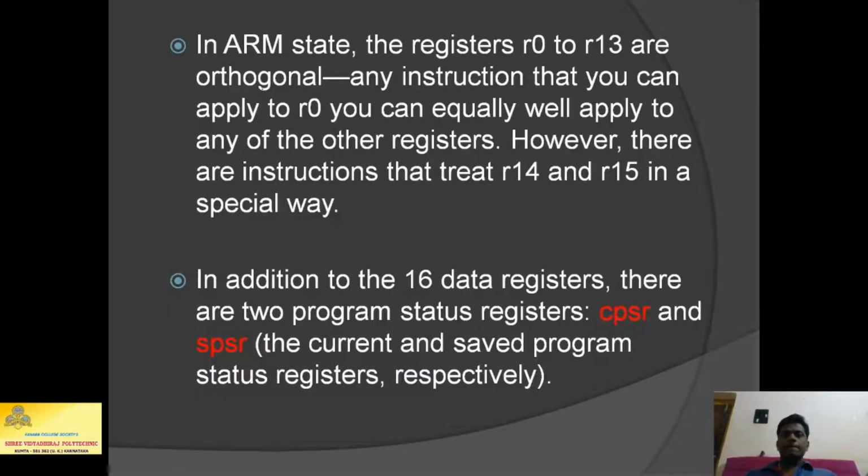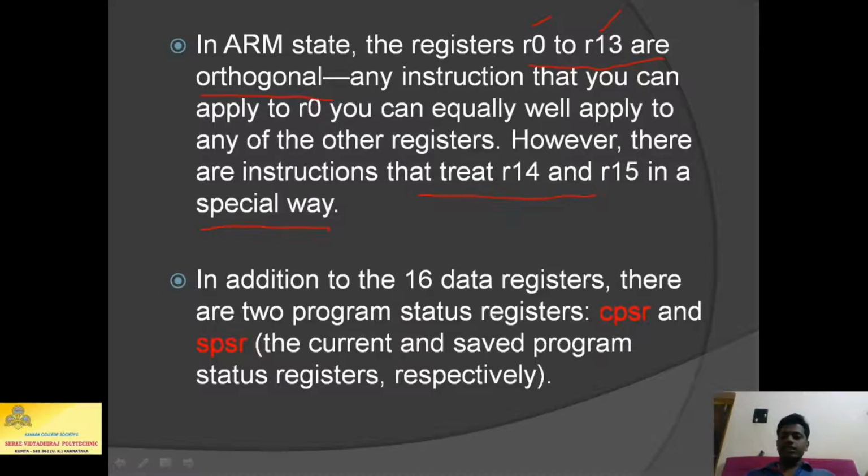We'll move to the next slide. In ARM state, the registers R0 to R13 are called orthogonal. What is orthogonal? Orthogonal means any instruction that you can apply to R0, you can equally apply to the other registers. So if any rule applies to R0, it equally applies to R13. There are instructions that treat R14 and R15 in a special way, so only R0 to R13 are orthogonal, not R14 and R15.